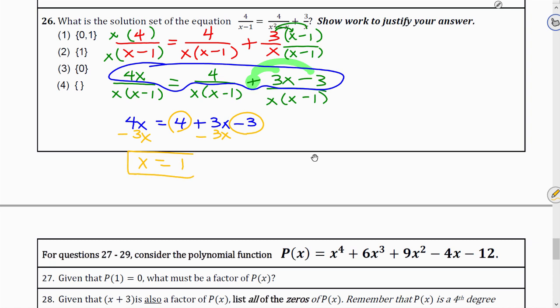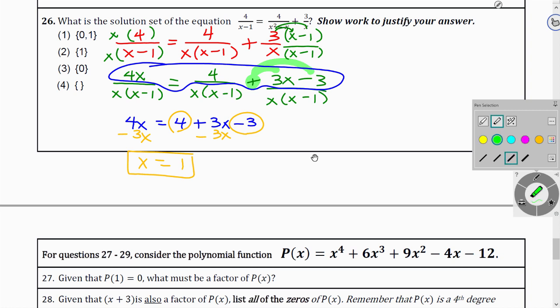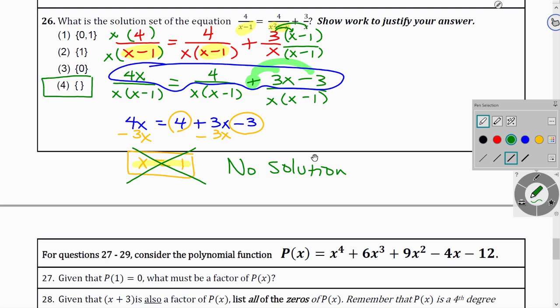Okay, now I'm going to check to see if that might give me division by 0 at any point in the problem. And looking back here, I'm going to change my highlighter. I see that this right here would give me division by 0 here, here, and here, right? So this is an extraneous solution, and I have no solution. Okay, and this right here is braces with nothing inside, so there's no solution, number 4.